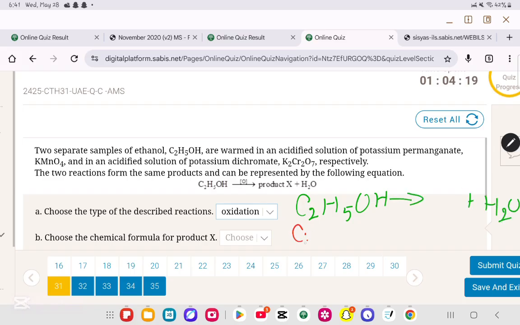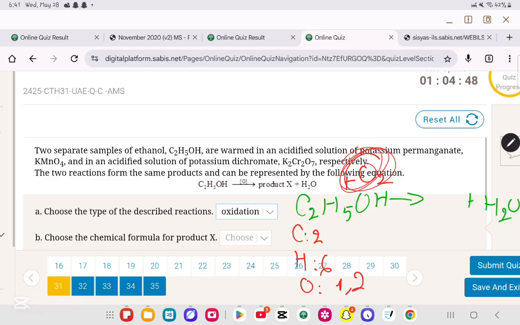What is missing from what we have? How many carbons do we have over here? We have 2 carbons. How many hydrogens do we have? We have 6 hydrogens. And how many oxygens do we have? We have only 1 oxygen. But you are adding to it O2. So keep in mind that it's not only 1 oxygen, but it's also the 2 oxygens from the oxidation. So it's carbon 2, hydrogen 6, and oxygen 1 from C2H5OH and 2 from the O2.